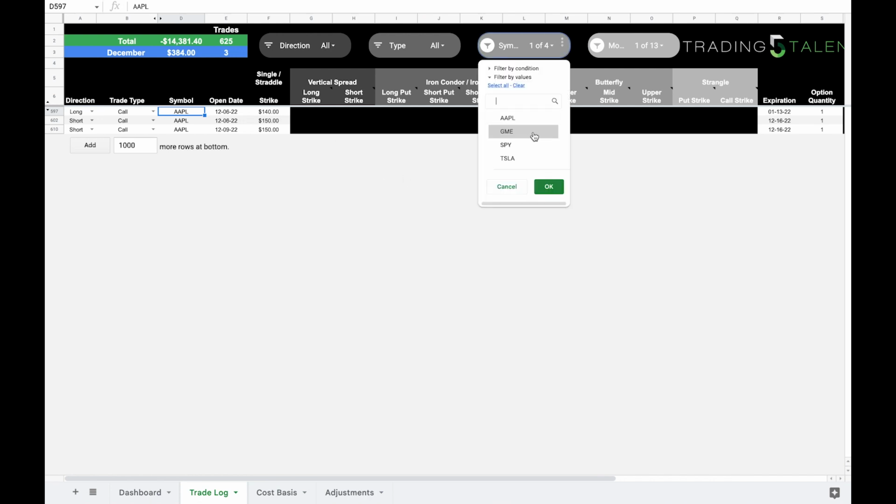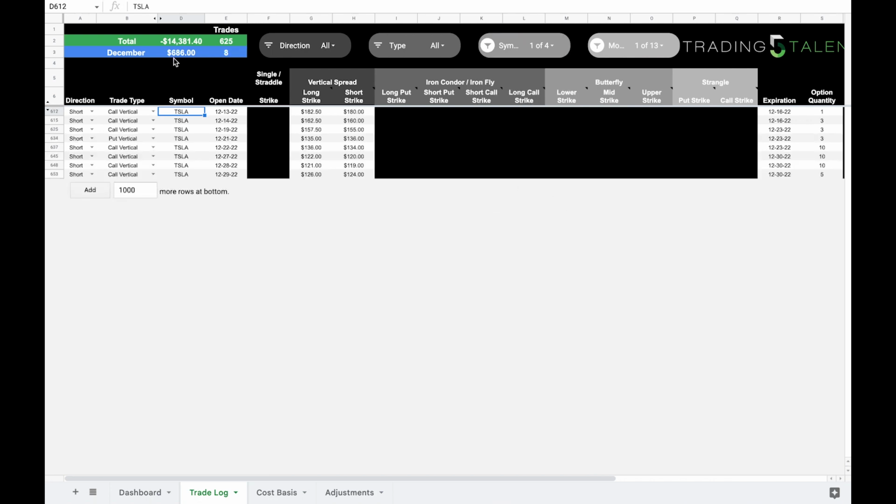So GameStop, there's not much. But what I did want to go over is my Tesla trades. So the Tesla trades, $686 total. These were all vertical spreads, short vertical spreads. So $686, 8 trades. So let's take a look at how those played out throughout this month.